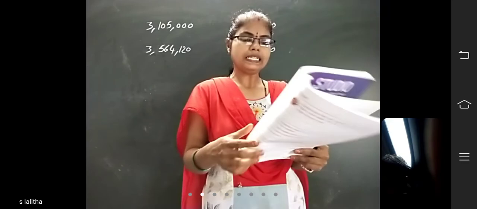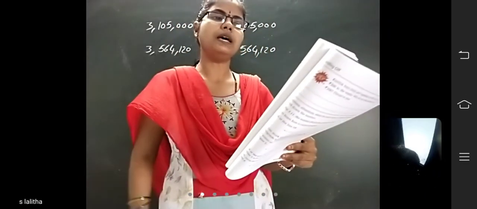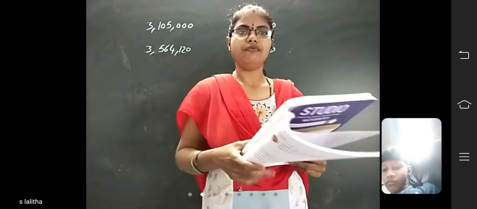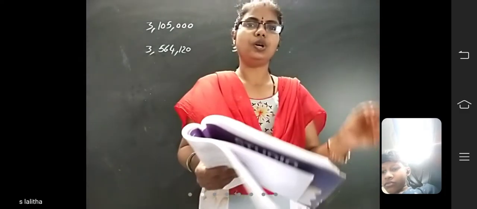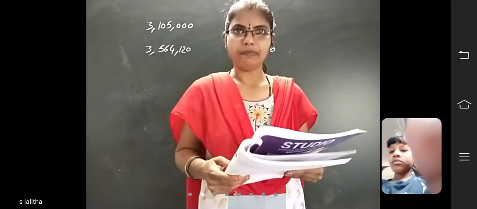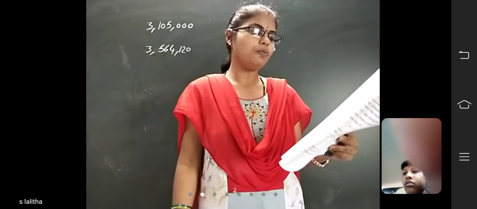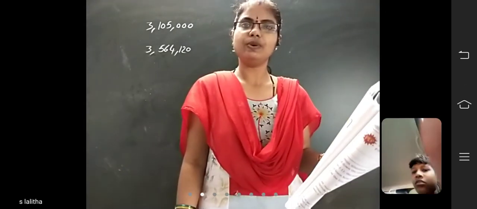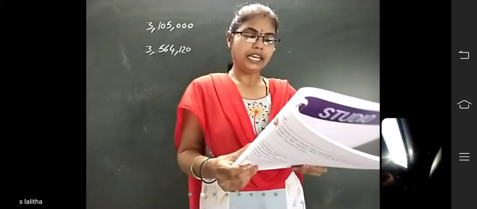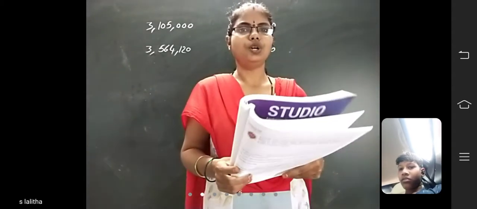Now here some questions are given. See here. Give a title for your favorite painting. Here 5 paintings are given. You have to give a title for which is your favorite painting. You should write the painting name. Next, the most expensive painting: which one is the most expensive painting in those 5 paintings? That one you should write. The least expensive painting, which has the least cost, that one you should write.